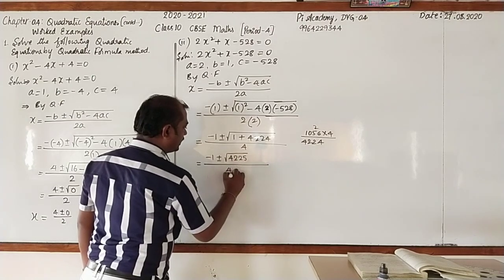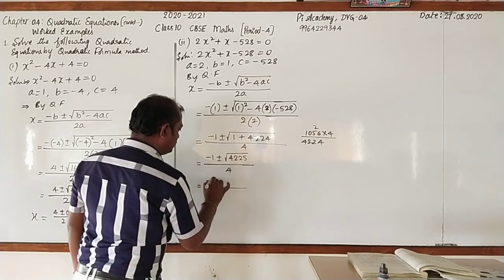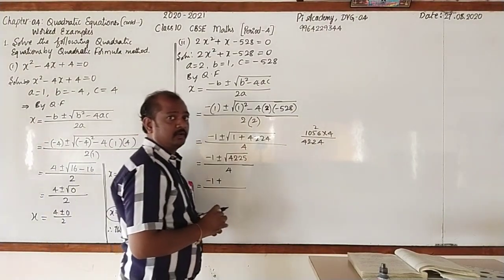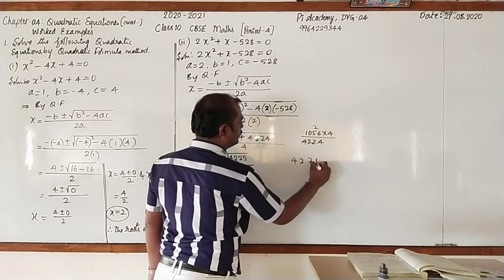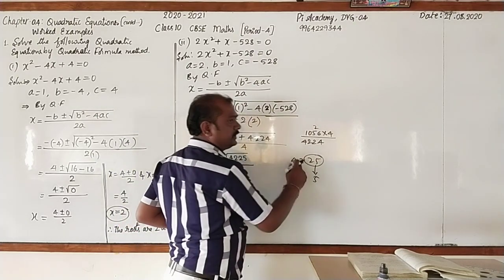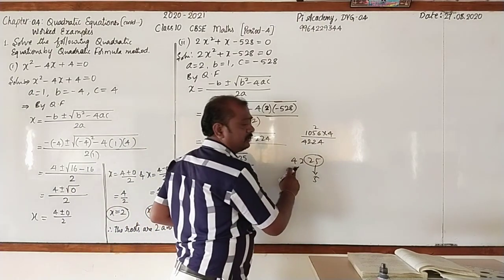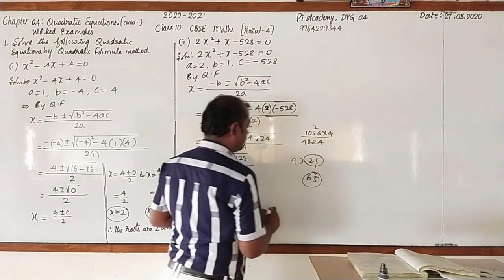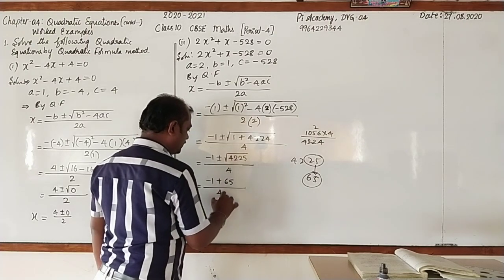4225 divided by 4. This is equal to minus 1 plus or minus, see, 4225 is a perfect square, right? And as it ends with 5, see that 4225, here 25 gives 5 and 42 is the product of two consecutive numbers. What are they? They are 7 and 6. 6 sevens are 42. So 65. So square root of 4225 is 65 divided by 4.